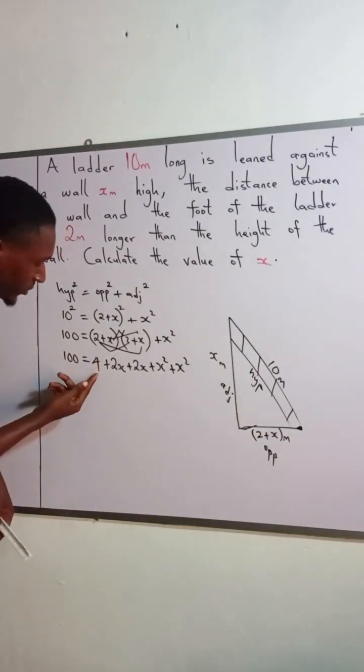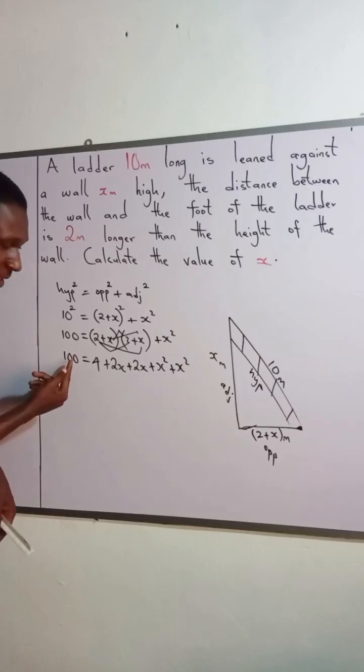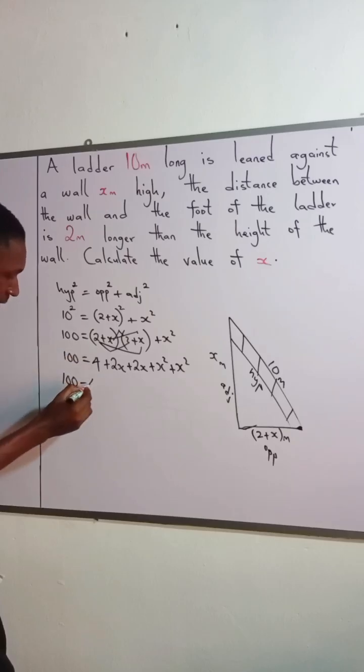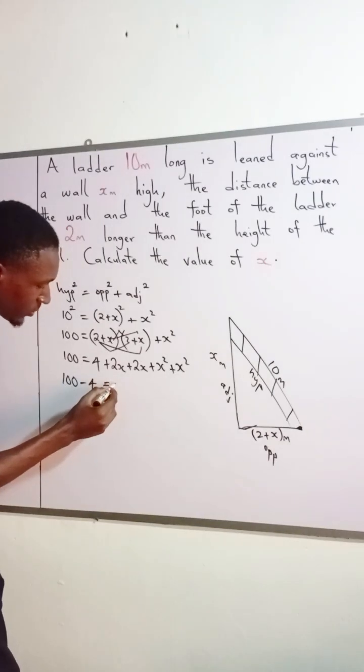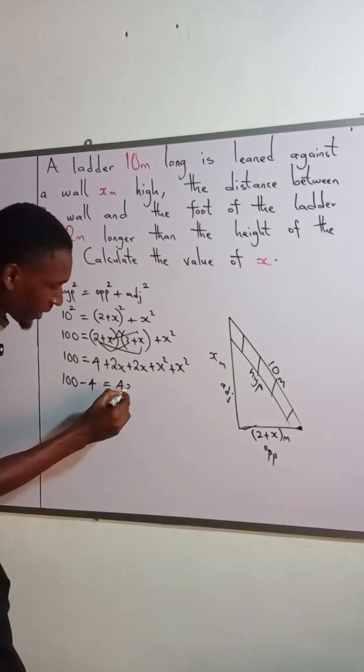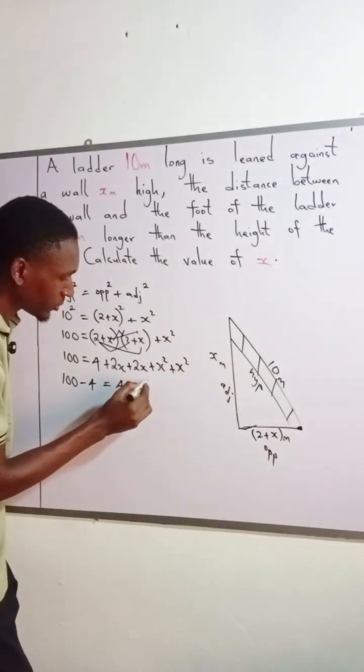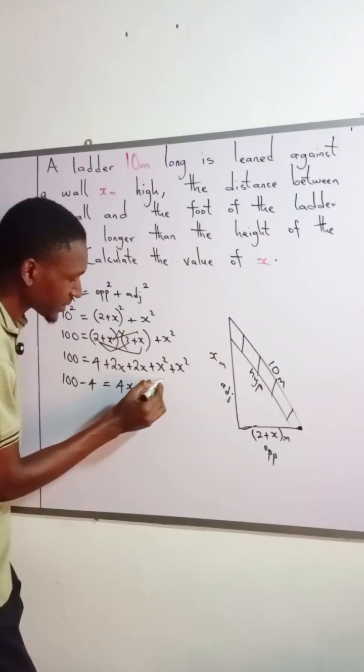And then we can bring this 4 to the other side of the equal sign. Therefore, we have 100. When this 4 comes here, it turns to minus 4, equal to plus 2x will give you 4x, and x squared plus x squared is going to give you 2x squared.